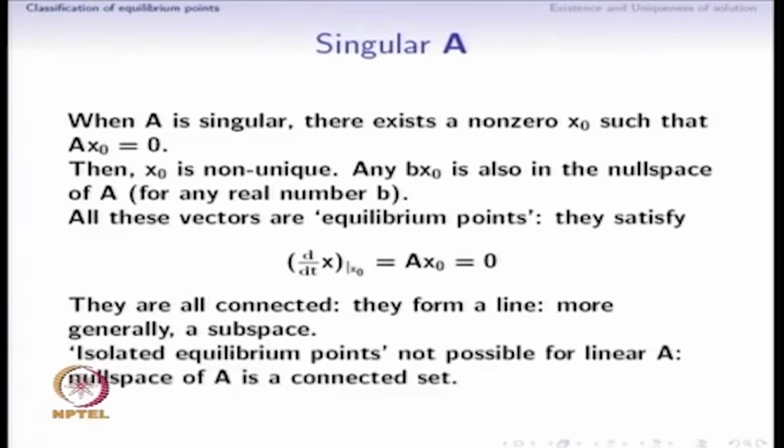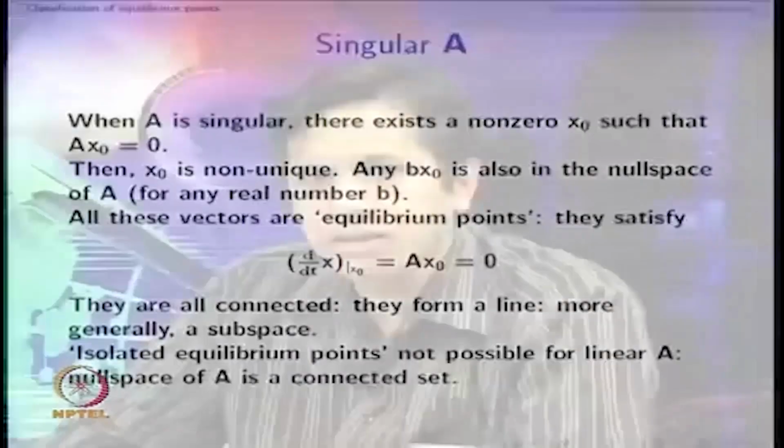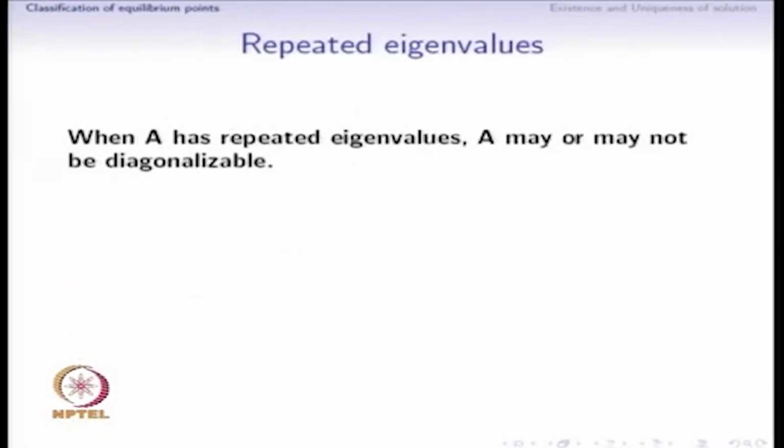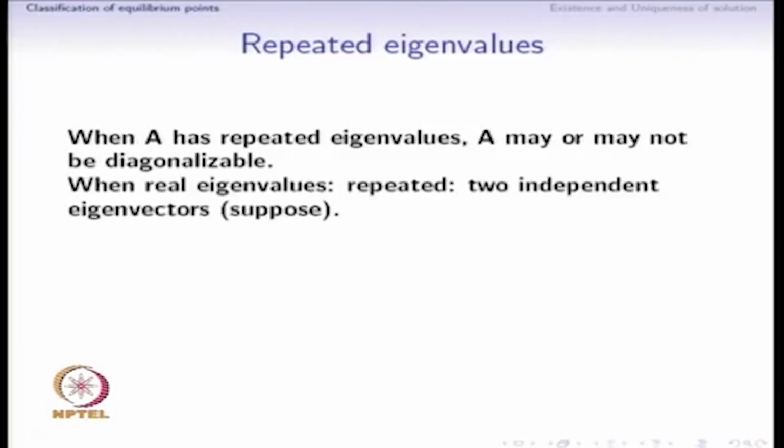As we saw in the beginning of this series of lectures, isolated equilibrium points are not possible for a linear system. For a linear system, the equilibrium points happen to be in the null space of the matrix A. If there are some non-zero vectors in the null space, then they are all connected, they form a line. So, isolated equilibrium points are possible only when we have a non-linear dynamical system. So, we have just begun seeing the repeated eigenvalue case. When A has repeated eigenvalues, A may or may not be diagonalizable. We will quickly review this part.